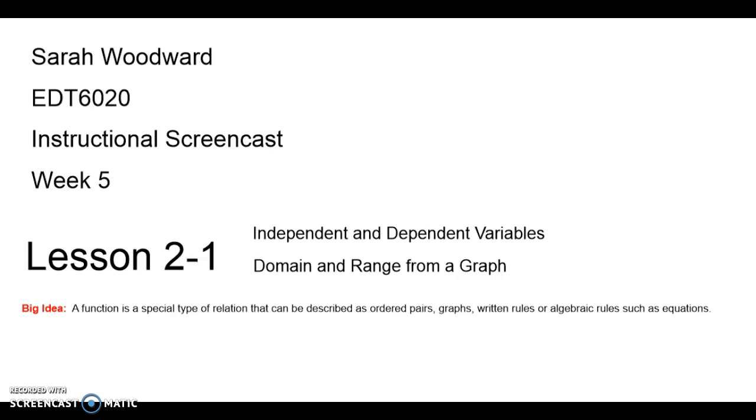This lesson, 2-1, is on independent and dependent variables and finding the domain and range from a graph. The big idea from this lesson is that a function is a special type of relation that can be described as ordered pairs, graphs, written rules, or algebraic rules such as equations.